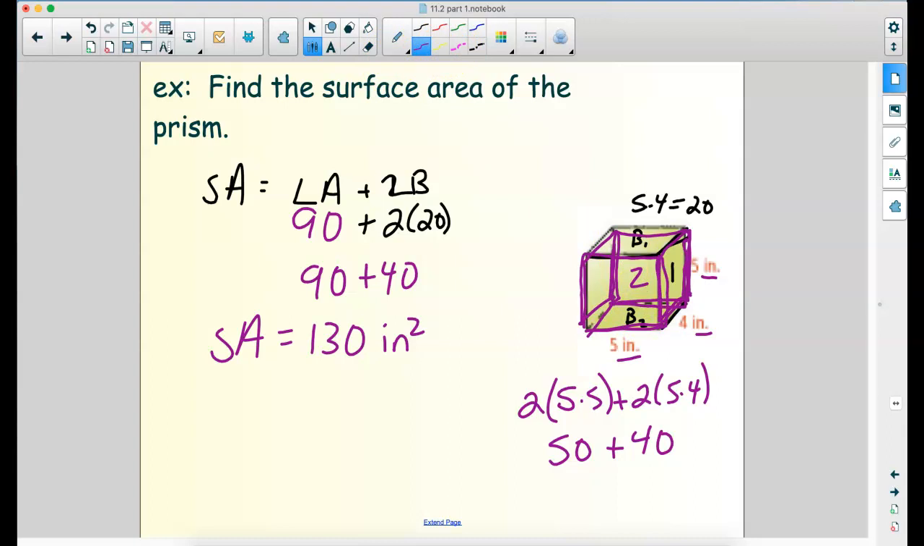Can I move that? No. All right, we're just gonna stick with that color, I guess.